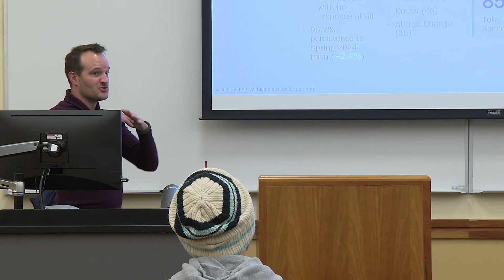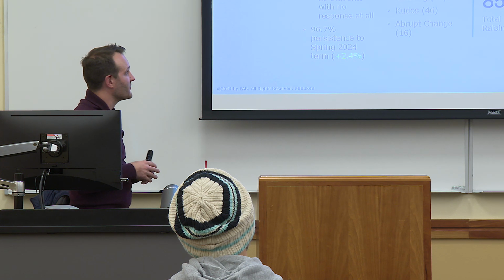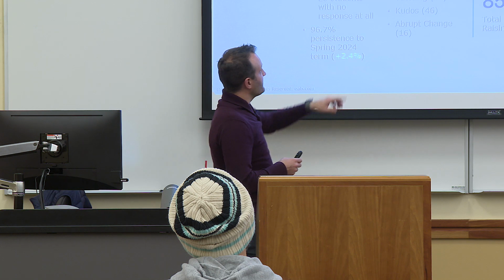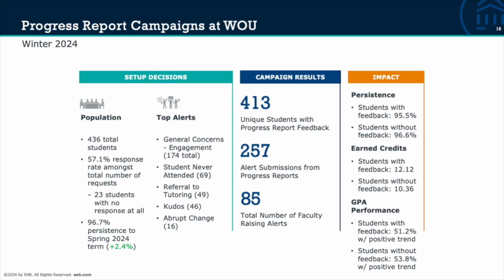Again, this is always a number that I'm looking at as we think about the no response. Again, general concerns around engagement is your top alert reason, right? And so thinking about what that could look like, and what we're doing as part of that and how we continue to tell the story there. The student never attended, so that is the one that we're probably going to get rid of because we now have this administrative drop. That was your number 2 at 69. So again, may start to see that shift as we move forward.